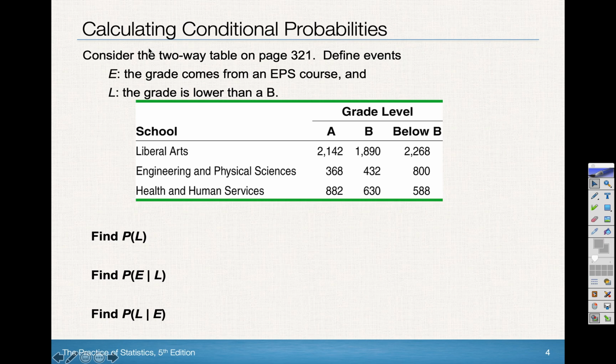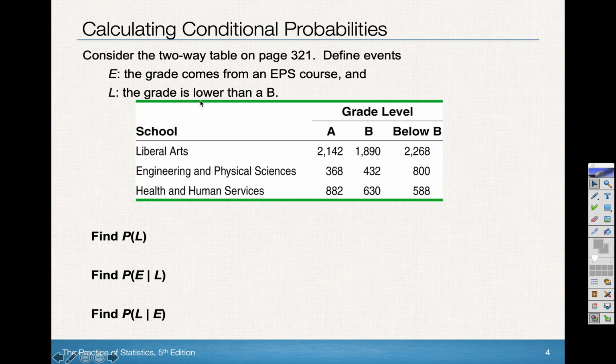Okay, so let's go ahead and use these formulas. So here I have a two-way table. When I have a two-way table, I don't have to use the formula, and I'm going to show you both ways: how you could use the formula and how you could not use the formula. So we're going to let event E be that the grade comes from an EPS course, EPS meaning engineering and physical science. So it comes from one of these courses.